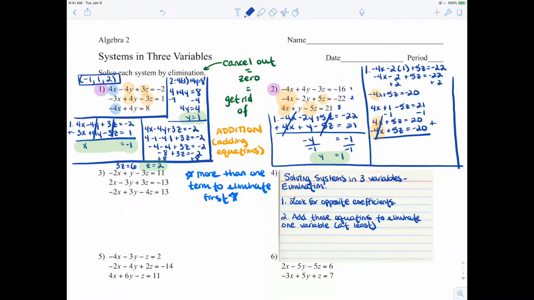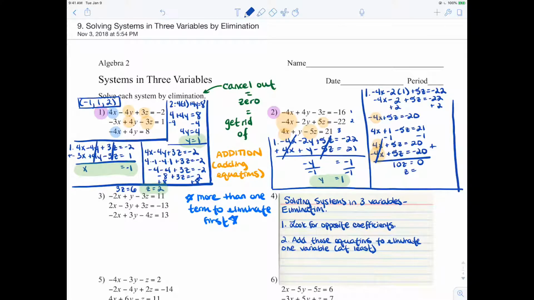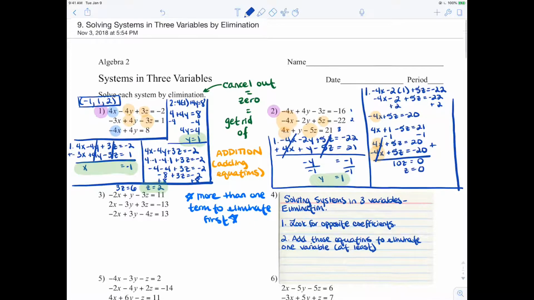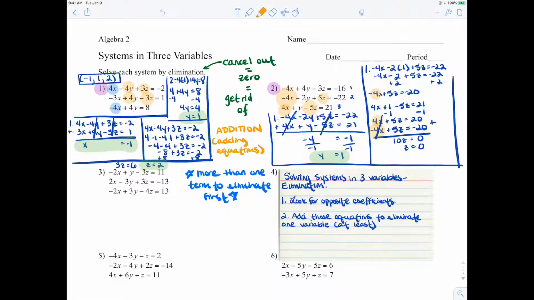Our opposite coefficients cancel out, and we get 10z equals 0. So it doesn't matter about what z's coefficient is, right? z equals 0, which is the second value we have found in our solution. And then the last value is the x value, so we will need to find the x value, and I'm going to do that above because that's the only space I have left.